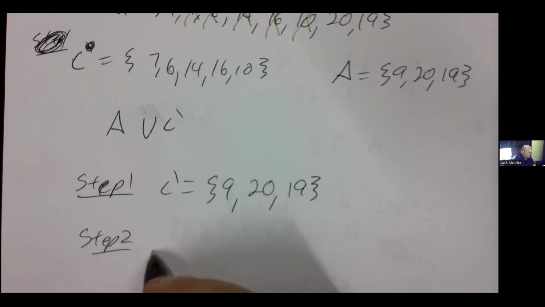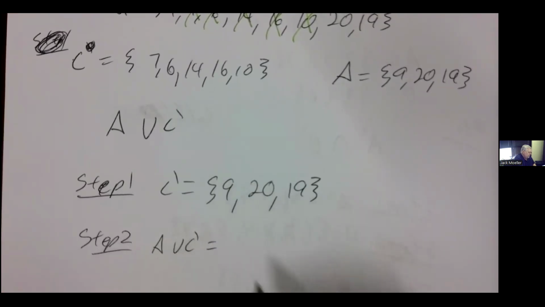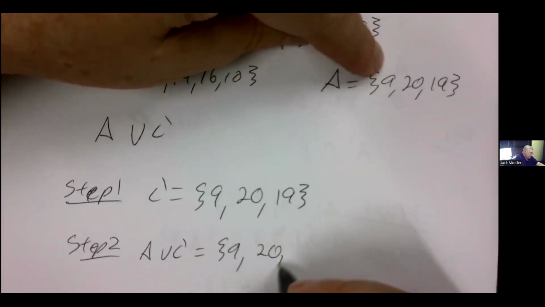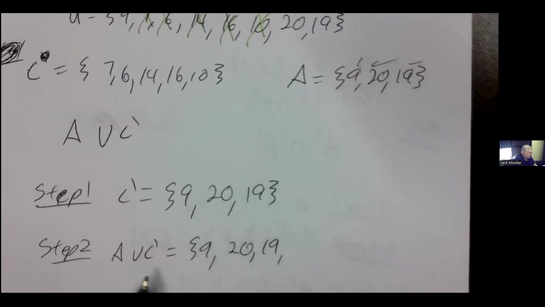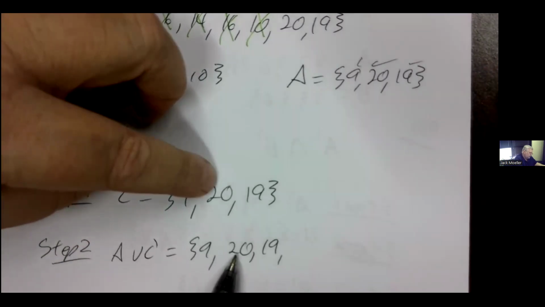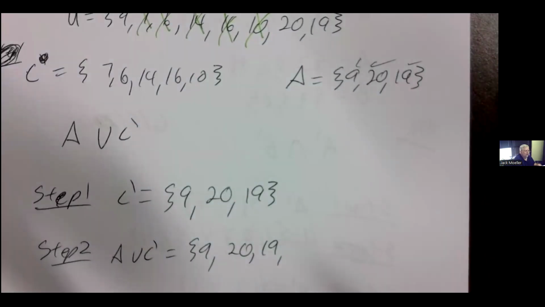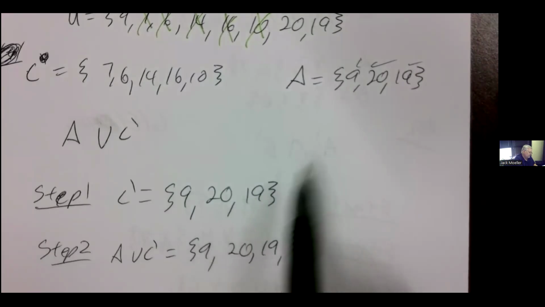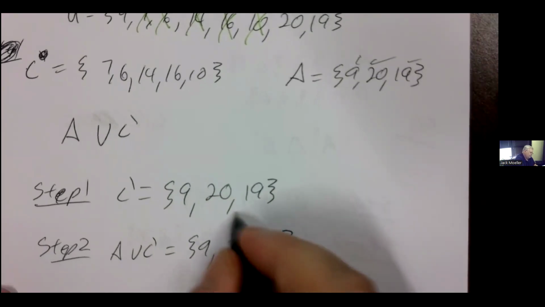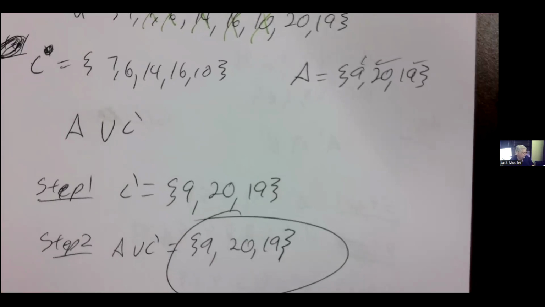Okay. Now we do the union. Remember, union is everything. So it's everything in the first set. So that is 9, 20, and 19. So we've taken care of everything in A. Now we need to union that with C complement. And so we have 9 already, we have 20 already, we have 19 already. So we don't have to list anything again because everything that's in C complement is already there. So there's no new elements to add. They both have the same elements.